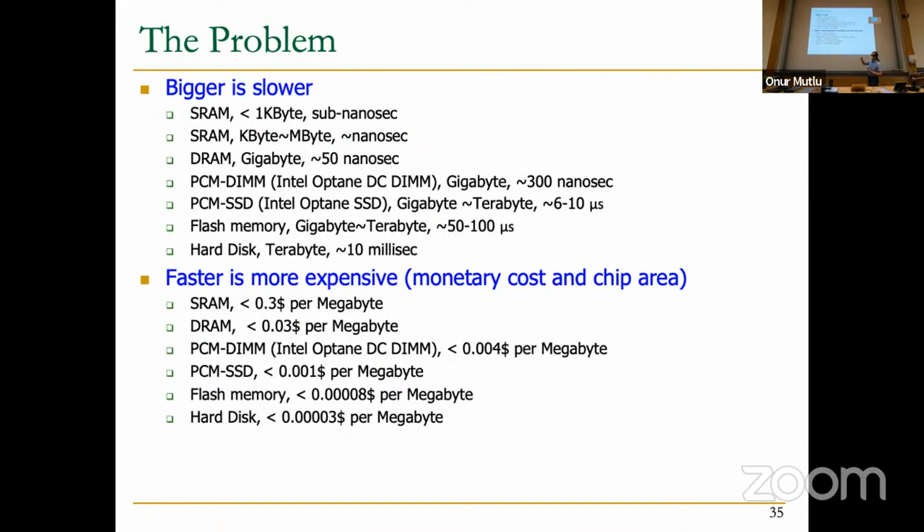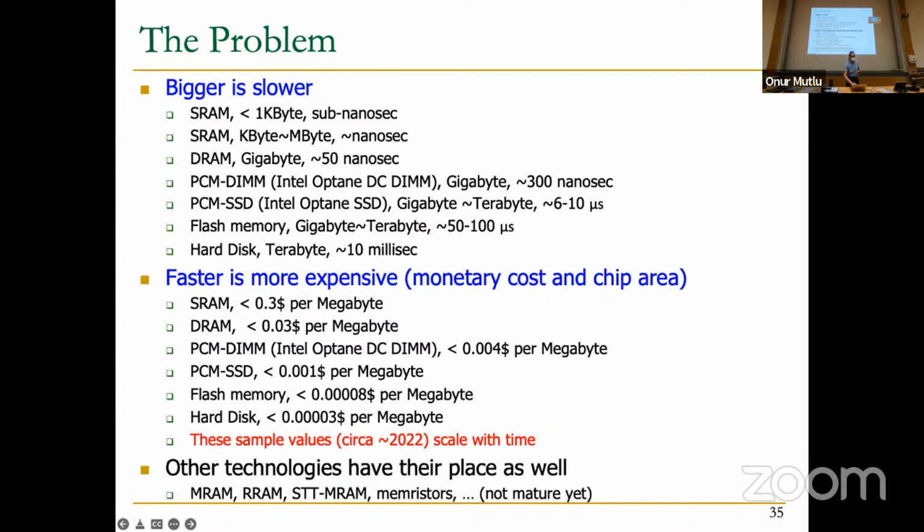These are circa 2022 numbers. I'm not going to go through all of these, but you can see that SRAM is an order of magnitude more expensive than DRAM. PCM is cheaper than DRAM, but slower. Flash memory is even cheaper than PCM, but slower. Hard disk is even cheaper, but slower. You can see that the latencies are over here also. Other technologies have their place as well, but we have not put them over here.